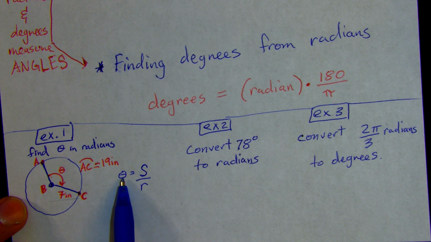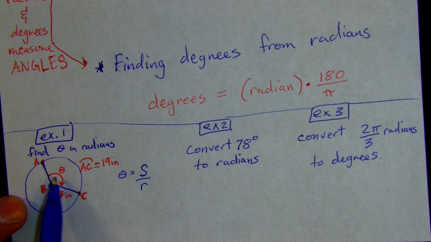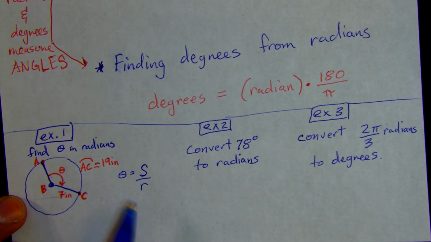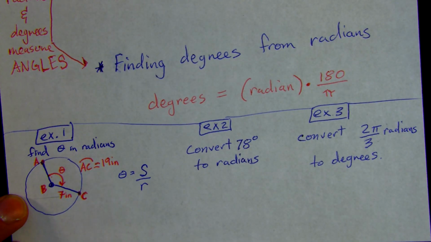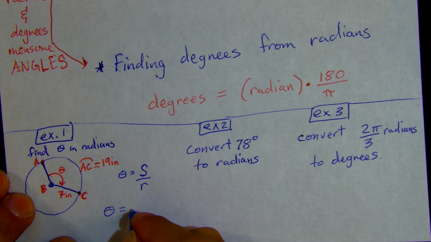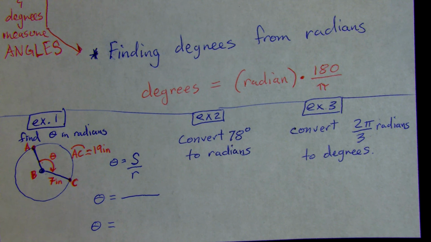So I need to figure out what theta is. Theta is this angle ABC. I need to find that theta measurement. What I know is the arc length between A and C, AC, is 19 inches. I know my radius is 7 inches. I need to put those in there. I'm going to let people in the chat let me know what our final radian measure is going to be. You could label it, like if it's 2.3 radians, you could write 2.3 rad. RAD is how I'll be talking about radians moving forward.